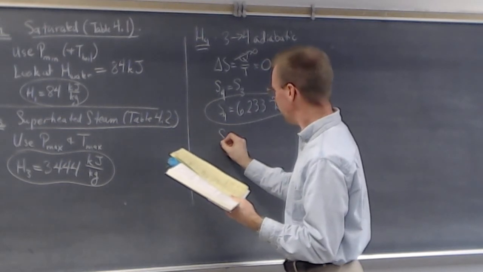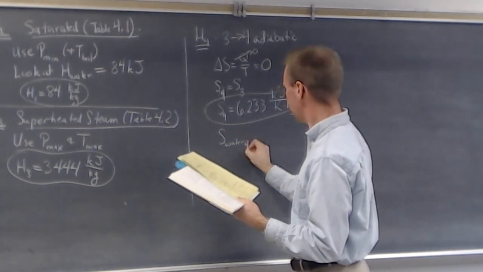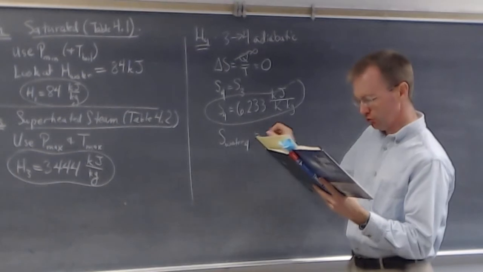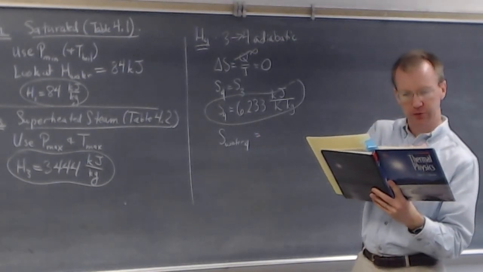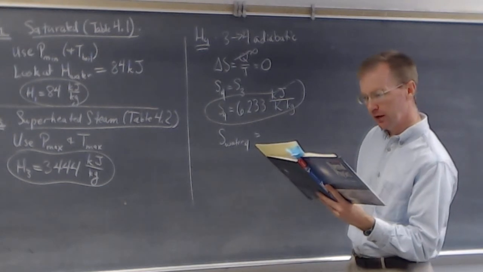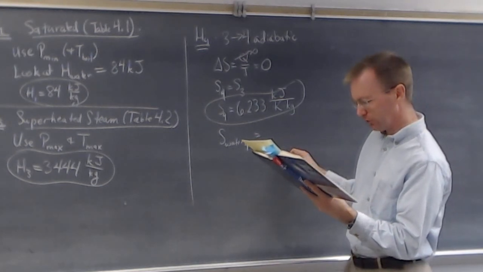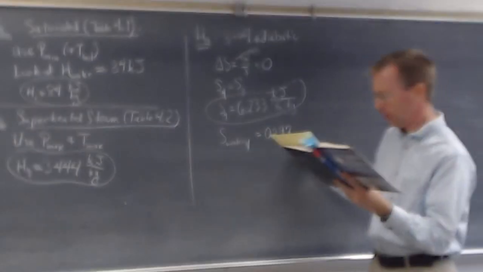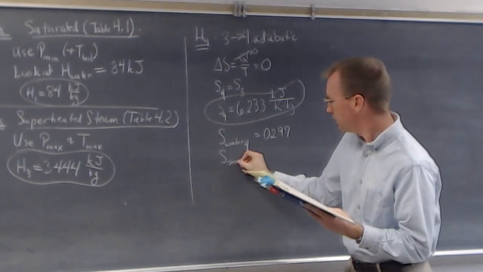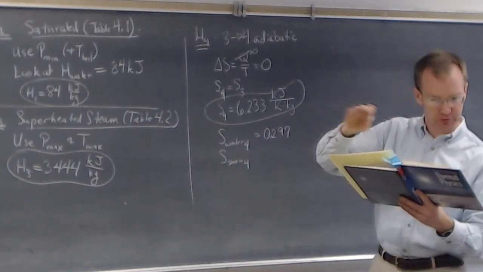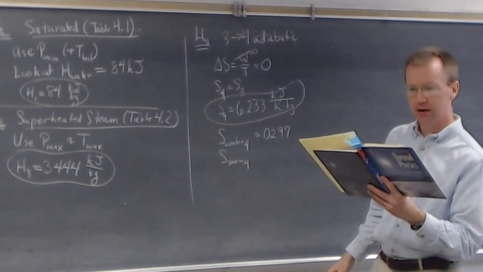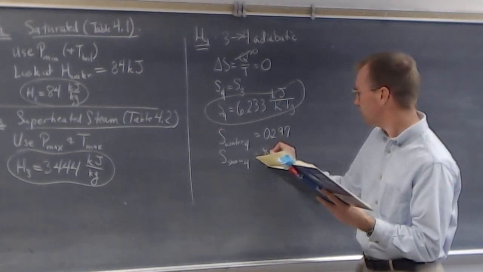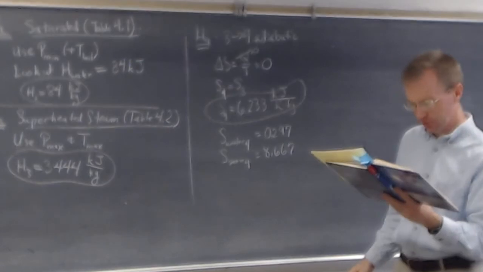S sub water at point four is equal to, and we're using pressure sub-minimum, so that same row, 0.023 bars, entropy of water is 0.297, and I'll leave off the units for now. And the entropy of steam at point four, which is the same temperature and pressure, 0.023 bars, we get 8.667 in the same units.